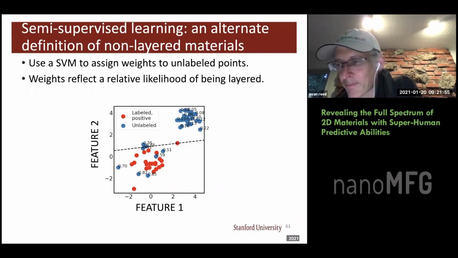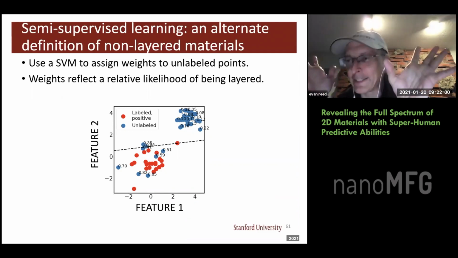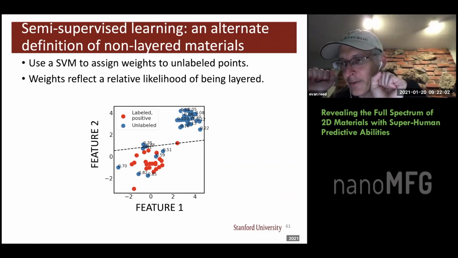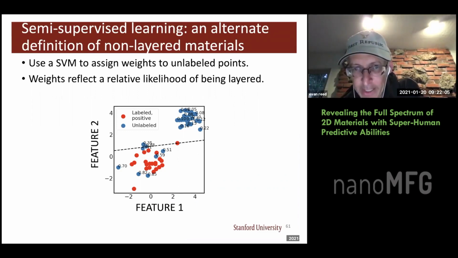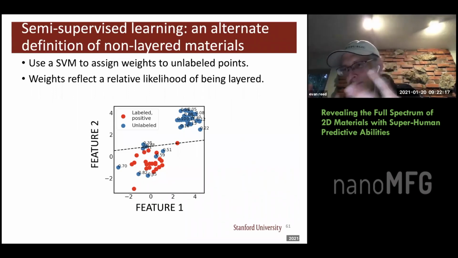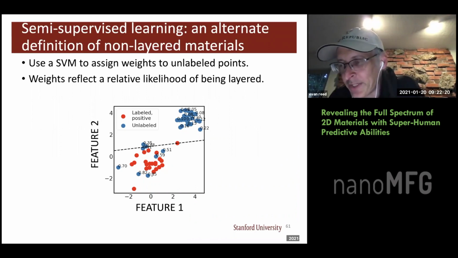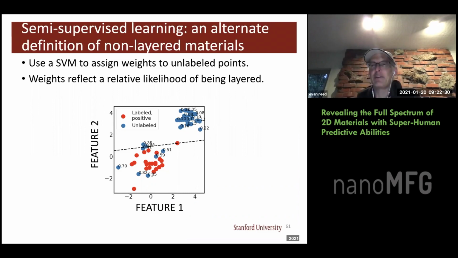And the further that point is from the hyperplane, we assume it's more likely to be not layered. So ones close to the hyperplane are given a weight that's around 0.4, 0.5, 0.6, something like that. And then the blue dots that are on this side of the hyperplane are given a very high weight. And so this is one way of giving us a probabilistic estimate for what the actual labels on our unlabeled data are. And you can pick through this. You can see there's no magic here.